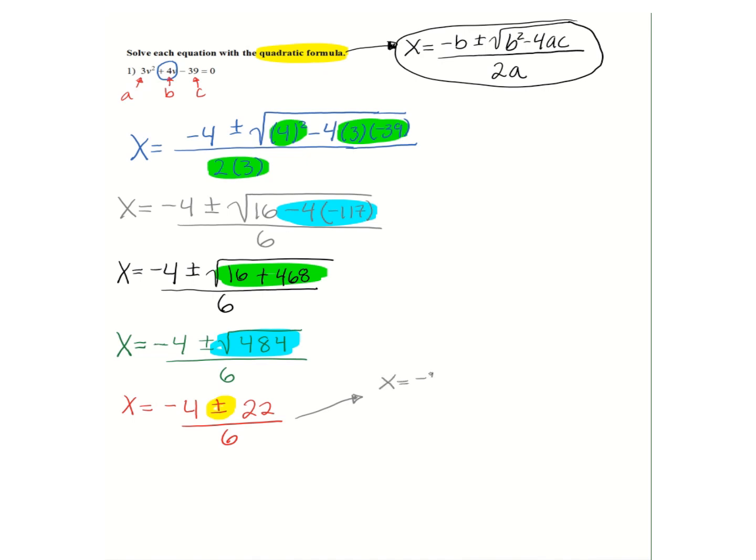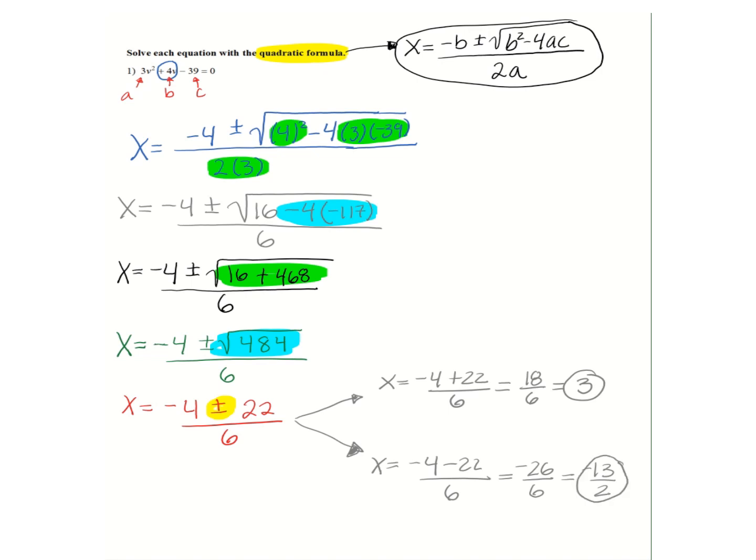So I like to just separate my 2 equations. So we'll have negative 4 plus 22, that gives us 18. And 18 over 6 is 3. So that's going to be one of our solutions. And the other solution is when we have negative 22. So negative 4 minus 22 over 6, our numerator is negative 26, and the denominator is 6. If I simplify this, I get negative 13 over 2.